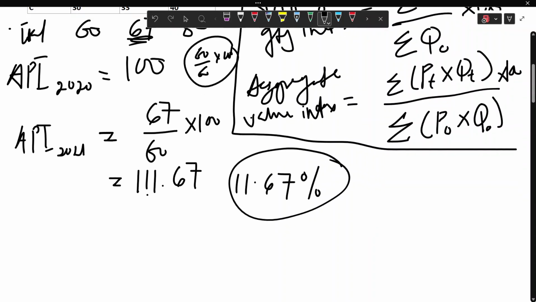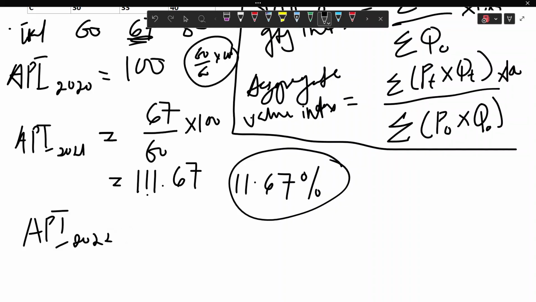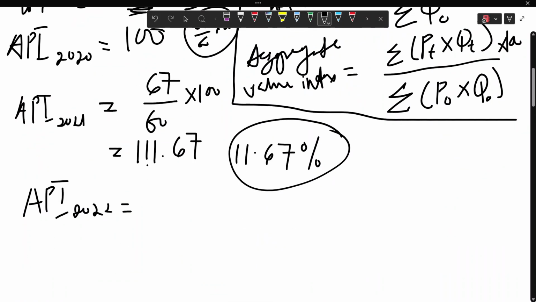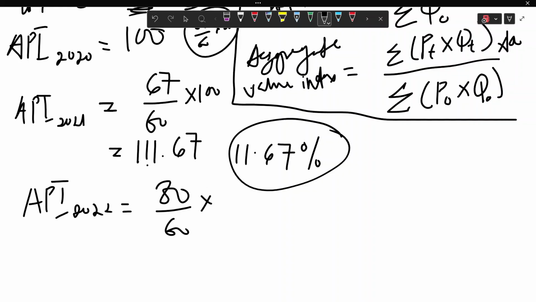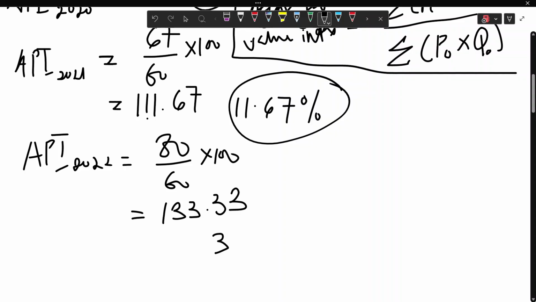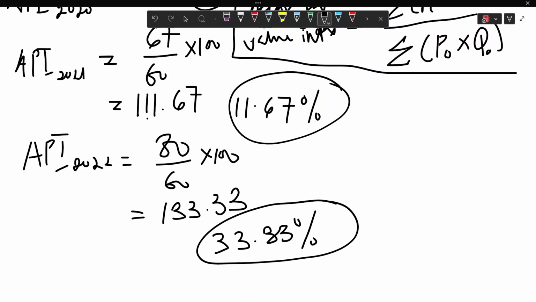Okay, now let's find the aggregate price index for 2022. Also, we had a total of 80. So that's the current. So 80 divided by 60 times 100, also giving us 133.33. How do we interpret this? Also, prices went up by 33.33%. All right.